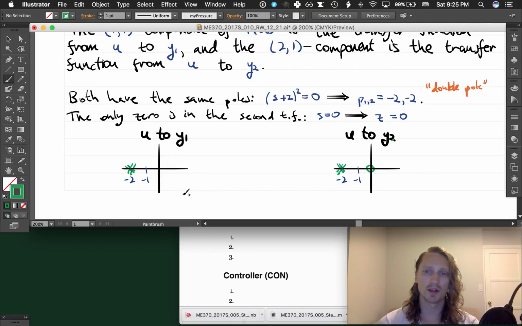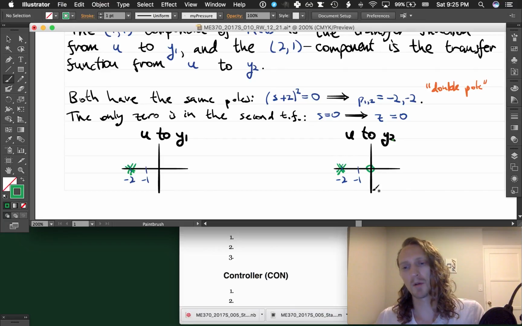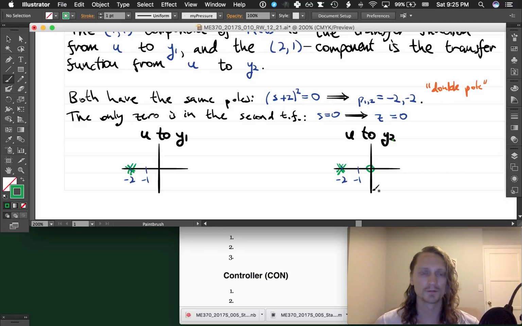We have one zero here. We haven't learned enough to interpret what that one zero at the origin means, but in time we will understand that a little bit better. So that's really it for tonight.